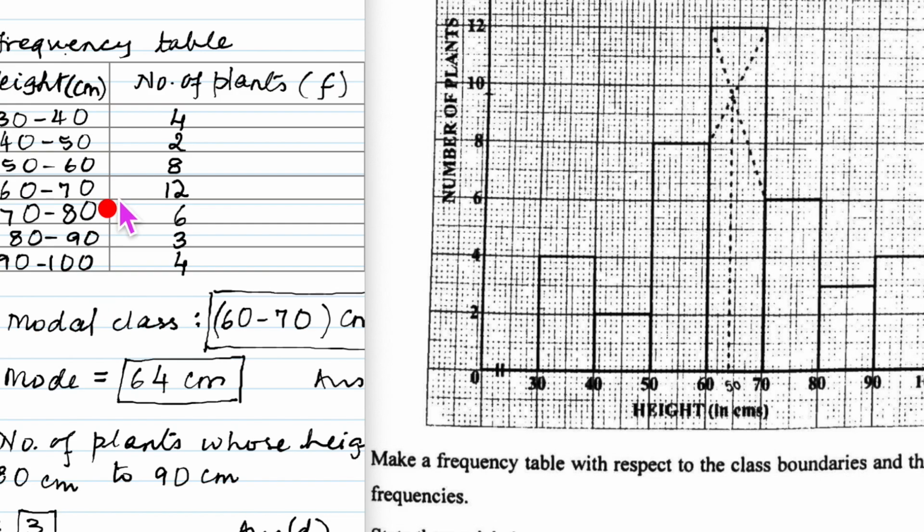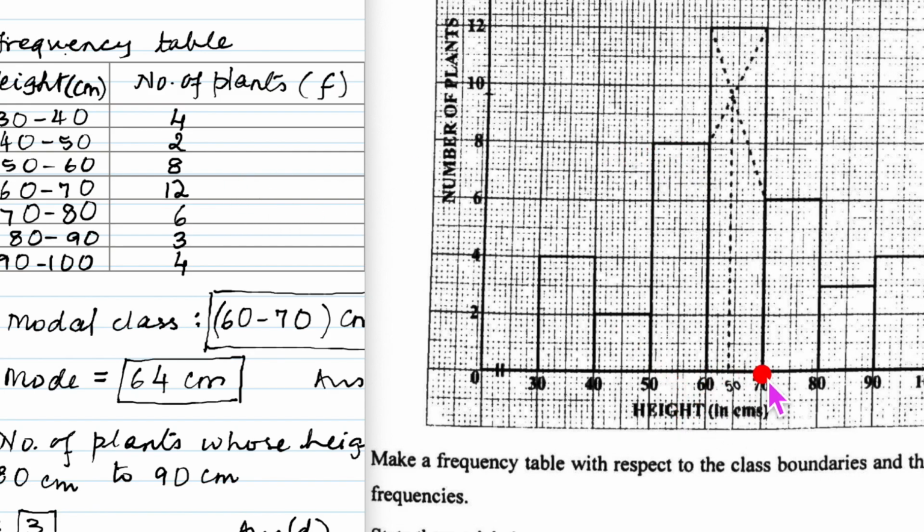Here we'll have to make two columns, height in centimeter, that is here on x-axis, and number of plants, that is along y-axis. So first one over here, class interval is between 30 and 40. So I've written 30 to 40, and the frequency here, can you see it is 4? So number of plants is 4. Then 40 to 50, and the number of plants is 2. So are you able to see that? Now check for yourself. 50 to 60, it is 8.